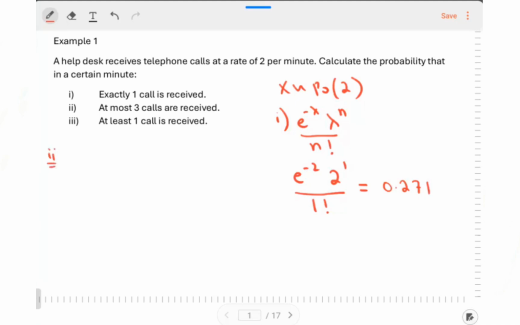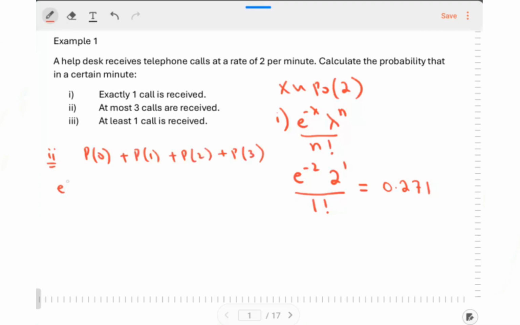The second part of the question is at most 3 calls. At most 3 calls means 0, 1, 2 and 3. At most 3 calls. Agree?